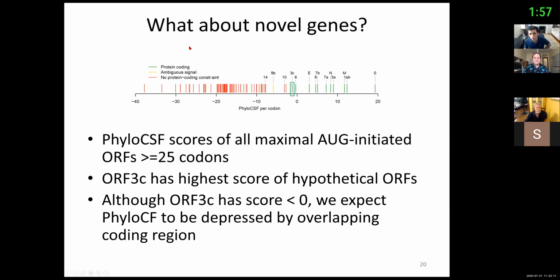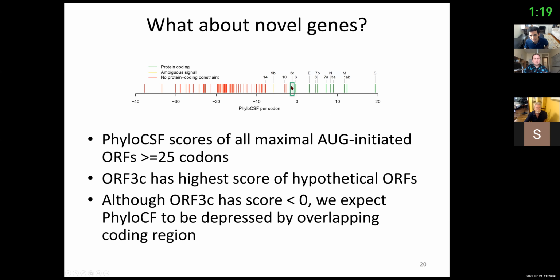What about novel genes? So we then looked at the entire genome for all ORFs that are more than 25 codons and scored every single one such interval to basically look for the protein coding conservation signal. And what we found is that all of the known proteins are here. Some of the overlapping proteins are here. So if you look at 9B, which is overlapping, you see that it has a negative score, but that's expected, just like for 10. And the reason for that is that when you have protein coding constraint on one frame, it actually influences the constraint of the other frame.